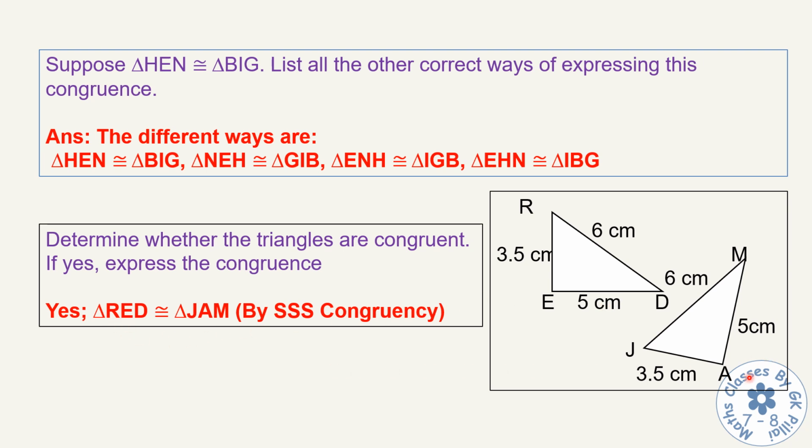The next triangle, you start with J, passing through 3.5 centimeter, A, and again 5 centimeter, same as 5 centimeter here. You will reach M. So the name of this triangle will be JAM. So triangle RED will be congruent to triangle JAM by SSS congruency. This is the final thing you should know.